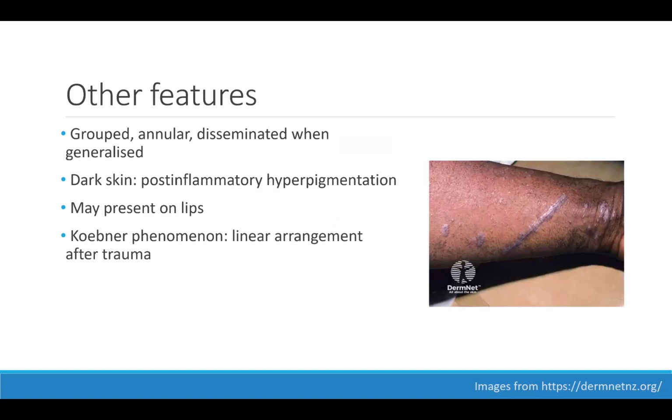Other features of Lichen planus. The lesions are often grouped, they may be annular or even disseminated when generalized. In dark skin, they can leave post-inflammatory hyperpigmentation. Lichen planus may also present on the lips, and there is often Kuttner phenomenon in which you see a linear arrangement after trauma, as illustrated in the photograph.